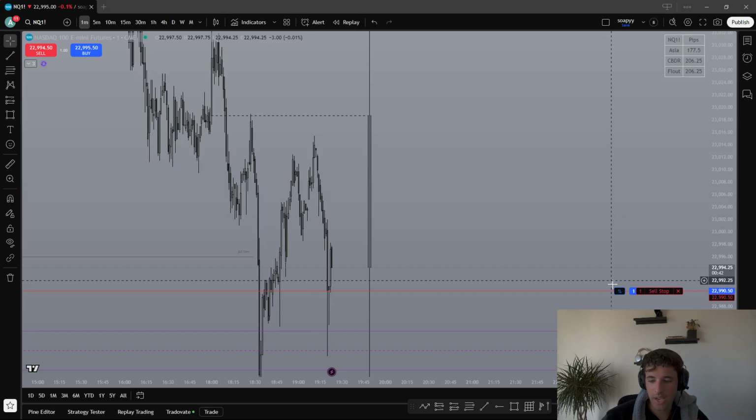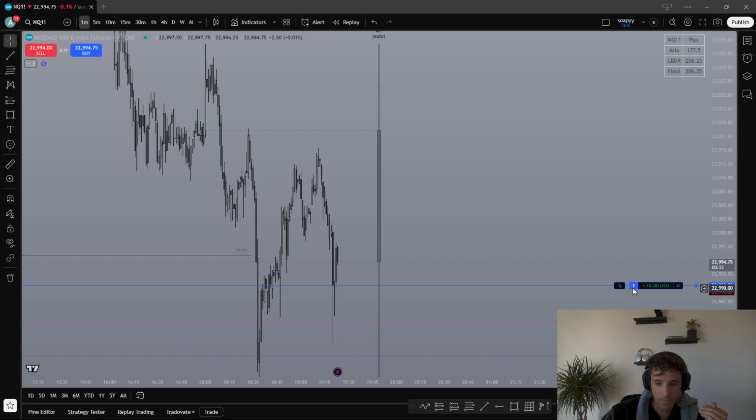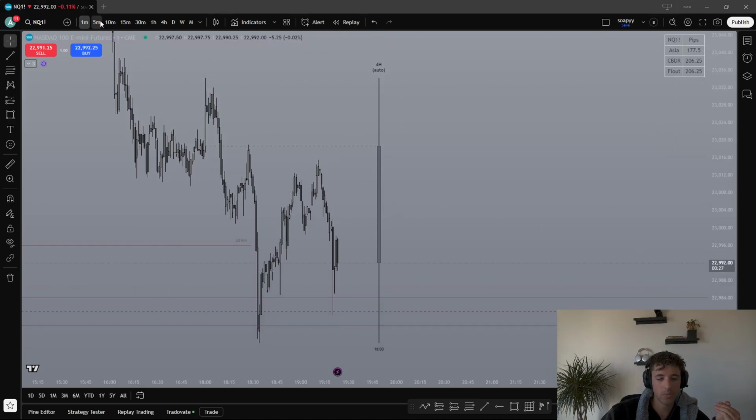Whenever you go into a trade, always think about 3 things: your entry, where your stop loss is going to be, and where your take profit is going to be. The first thing is, if you don't know where your stop loss is going to be, don't take the trade, because you need to know how much risk you're putting on to make the trade worth it.